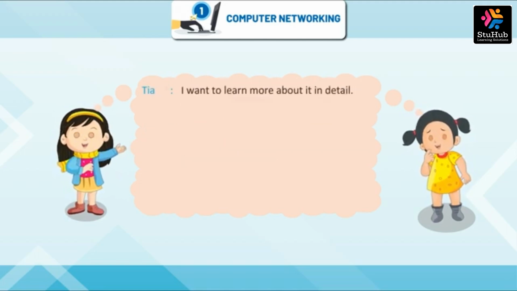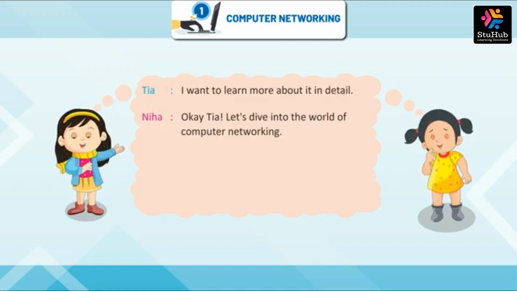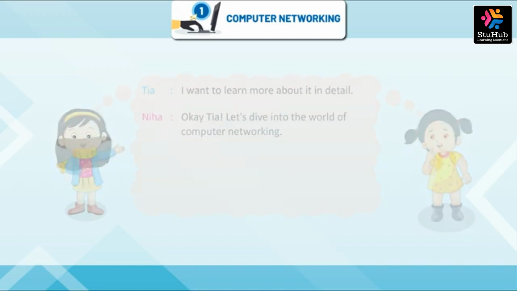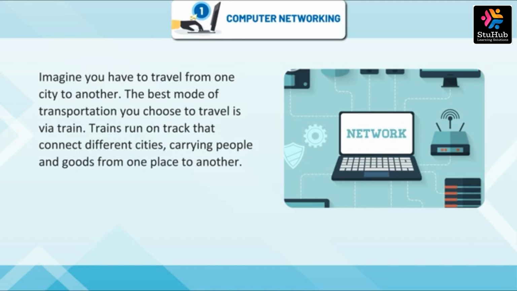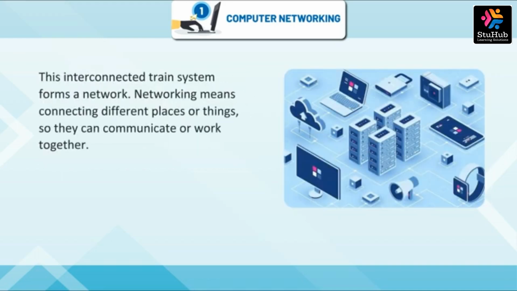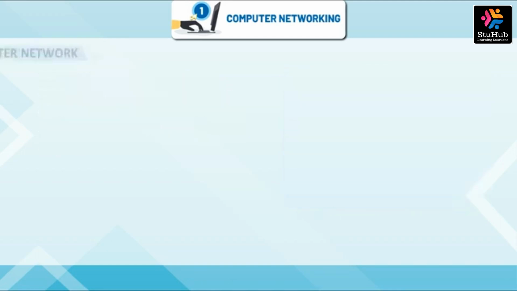Tia: I want to learn more about it in detail. Neha: Okay Tia, let's dive into the world of computer networking. Imagine you have to travel from one city to another. The best mode of transportation you choose to travel is via train. Trains run on tracks that connect different cities, carrying people and goods from one place to another. This interconnected train system forms a network. Networking means connecting different places or things so they can communicate or work together.